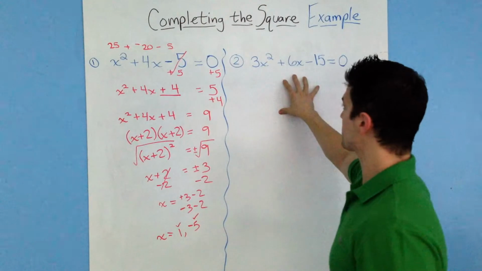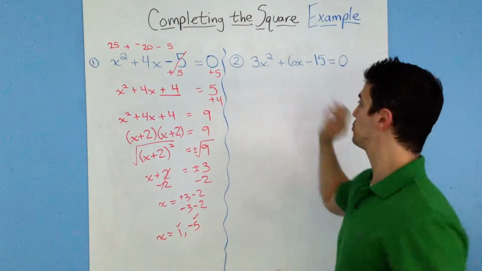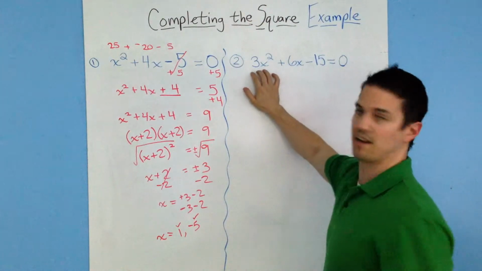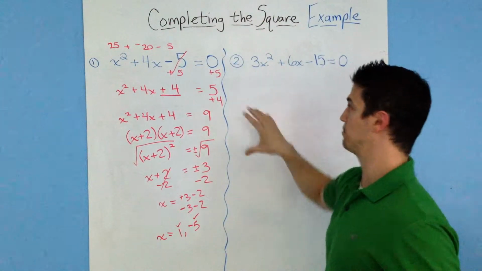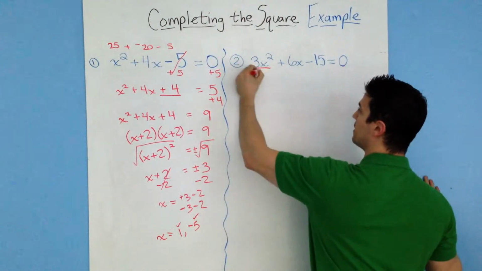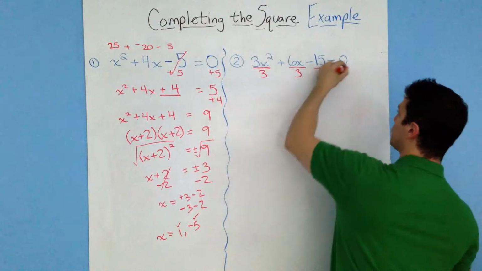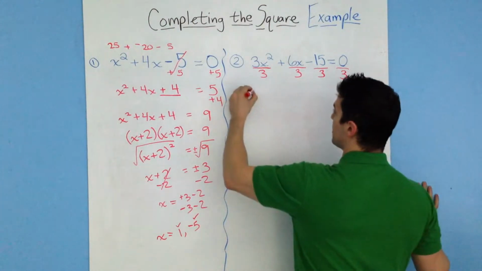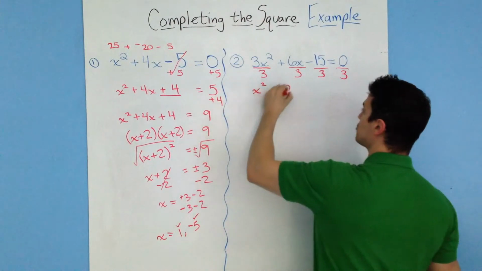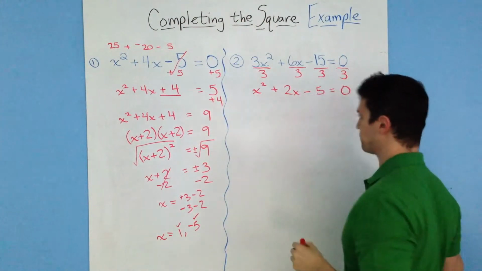Okay, let's do another example, and this time the a is not equal to 1. In this case, it's equal to 3. So what you're going to want to do is try to divide off that 3 to make your life a lot simpler with completing the square. So what we're going to do is divide each of these terms by 3, and what you do to one side, you have to do to the other. So I'm going to divide the 0 by 3. Then you're going to end up with x squared plus 2x minus 5 is equal to 0.